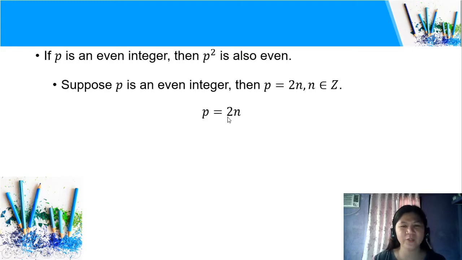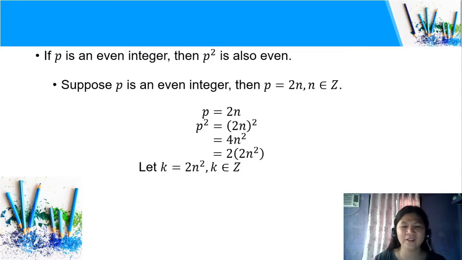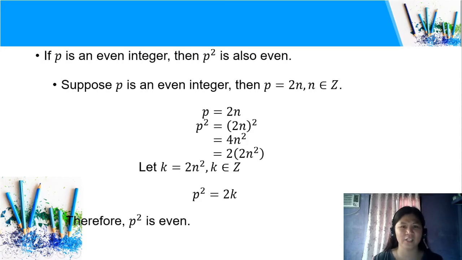So we start with p is equal to 2n, and then to derive p squared, we square both sides of the equation. So p squared is equal to (2n) squared, which results in 4n squared. Now to determine whether this 4n squared is odd or even, we factor out 2, so that 4n squared becomes 2 times 2n squared. And then we let another variable k represent 2n squared, where k is an element of Z. Replacing 2n squared with k, we have p squared is equal to 2k. And now, we conclude that p squared is also an even integer.